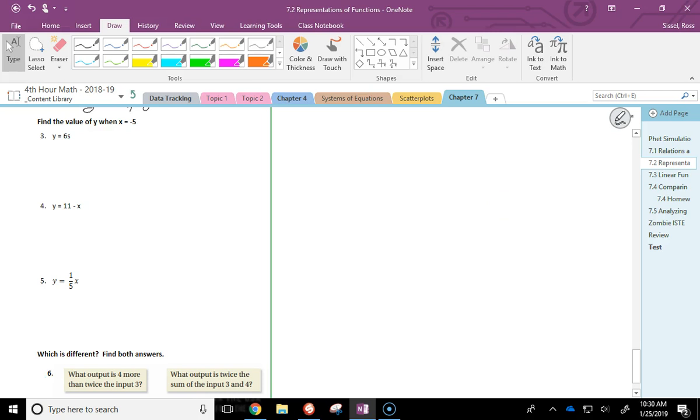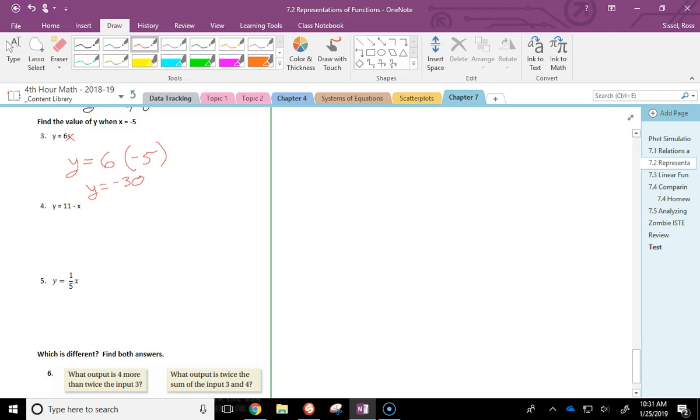And because of the time, I'm going to stop on these 3. All you have to do is substitute. I'm going to show one. Find the value of y when x is negative 5. And we messed up. This is supposed to be an x. So you'd say y equals 6 times negative 5. 6 times negative 5 is negative 30.